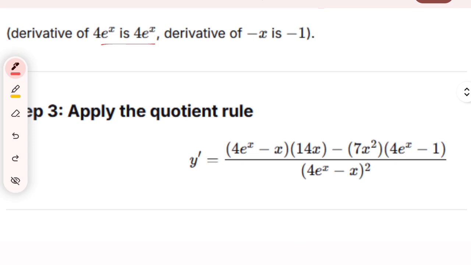And you see here, this is the numerator times the derivative of the denominator. And we have here the denominator times the derivative of the numerator. And we have the denominator squared. So we put everything back into the quotient rule.